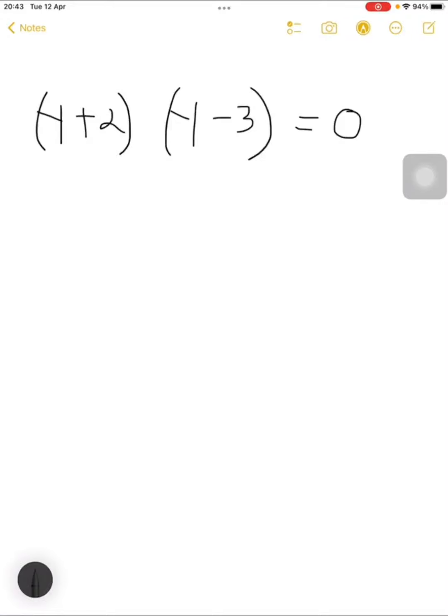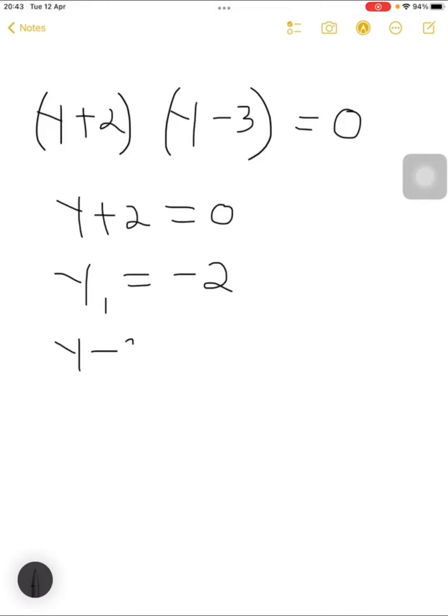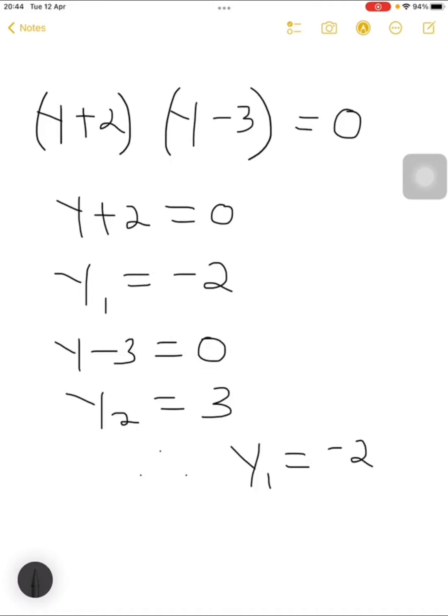To get the values of y, we have our first y from this one, we equate to 0. y1 is equal to minus 2. And our y2, we should get it from here, y minus 3. y2 is equal to 3. So therefore, our y1 is equal to minus 2, while y2 is equal to 3.